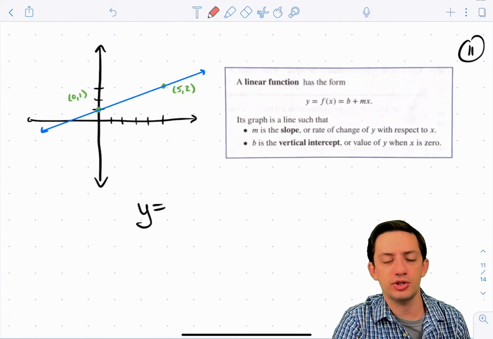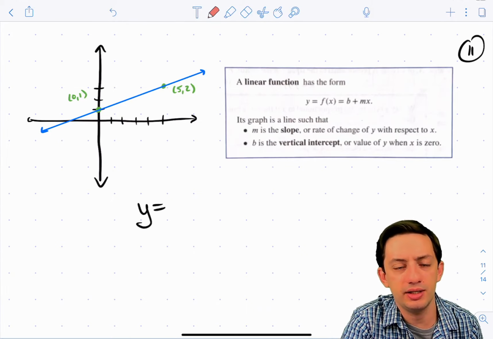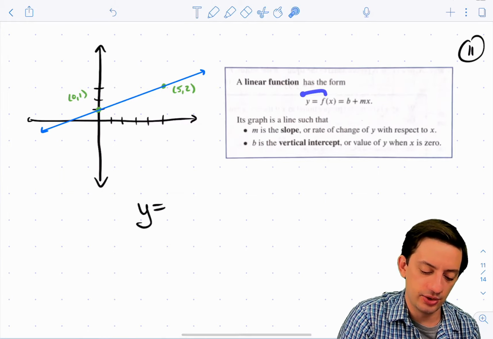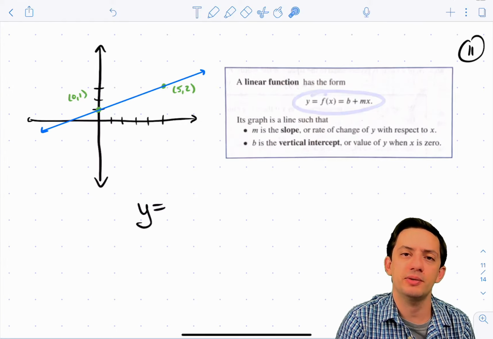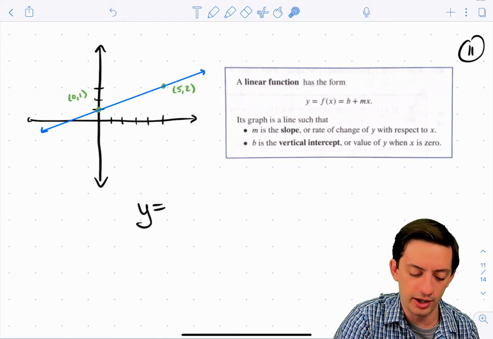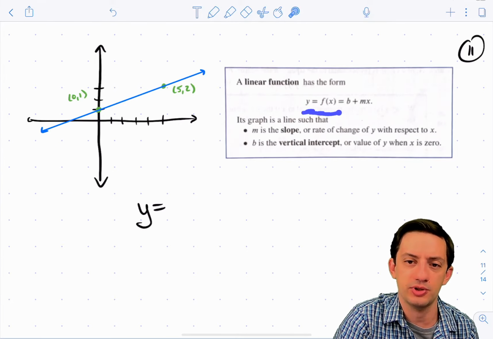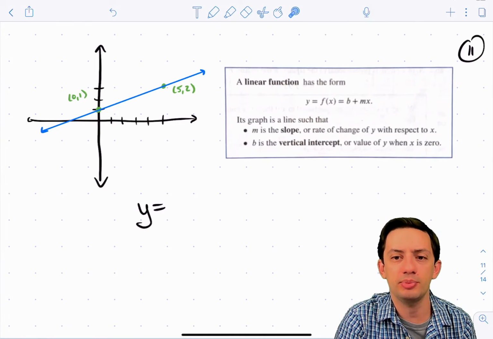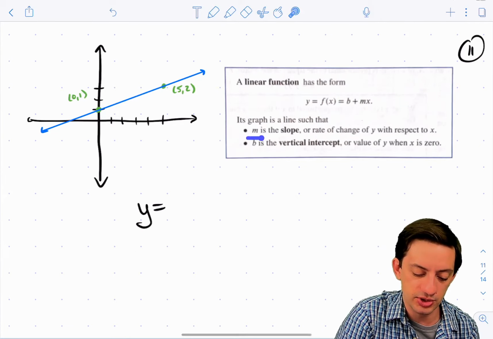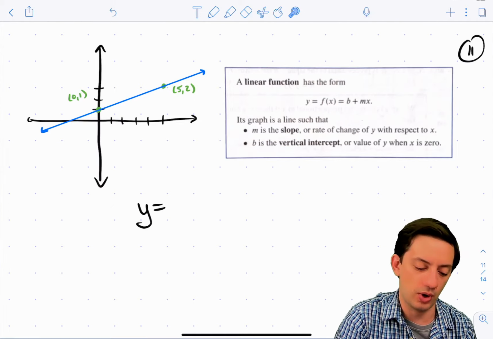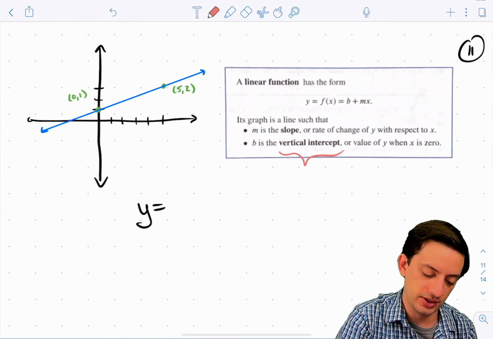Here's the book's definition. It's basically the same thing we just said. The key is that they're now writing a line in this very particular form. They say a linear function has the form y, or f of x, we know that we can use both of those, equals, and this is the interesting part, b plus mx, where m is the slope, and b is the vertical intercept, or the y-intercept. So this is another way to say y-intercept.